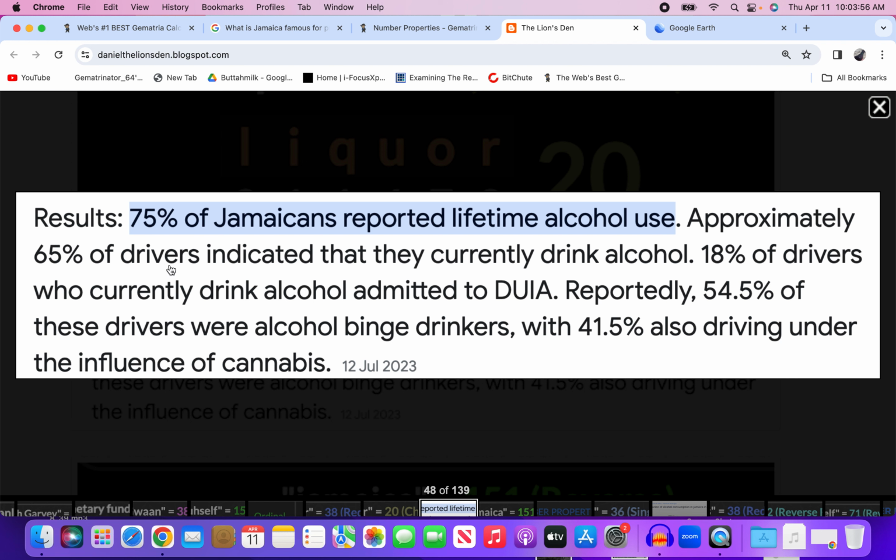Approximately 65% of drivers indicated they currently drink alcohol. 18% of drivers who currently drink alcohol admitted to driving while intoxicated. So 54.5% of these drivers were alcohol binge drinkers, with 41.5% also driving under the influence of cannabis. And of course, these are approximate numbers.